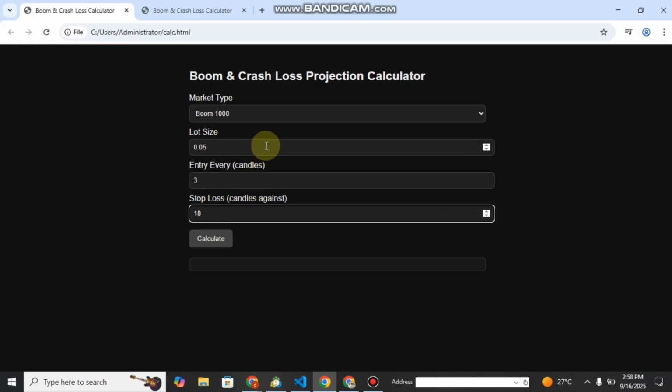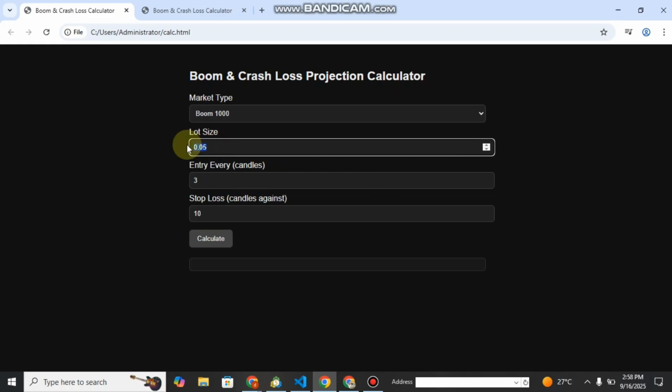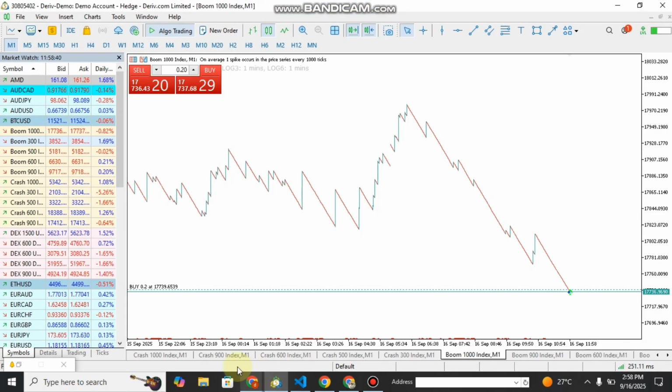10. Which lot size do I want to use? With time, you get used. Let's say I want to use 0.2 and I have $50. And how we execute a trade, I want to make it clear.